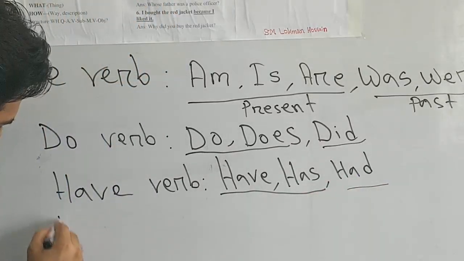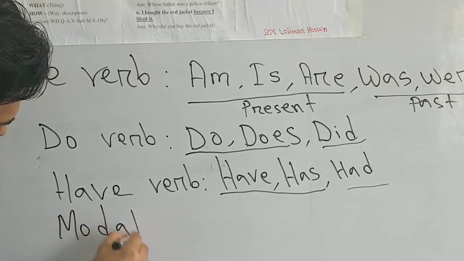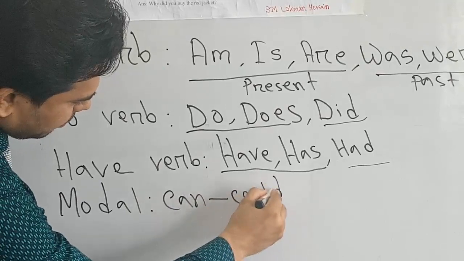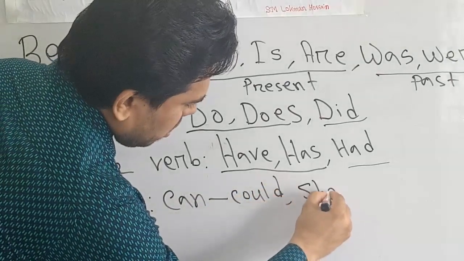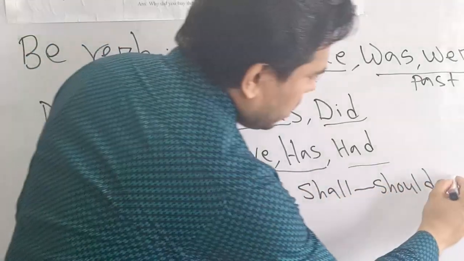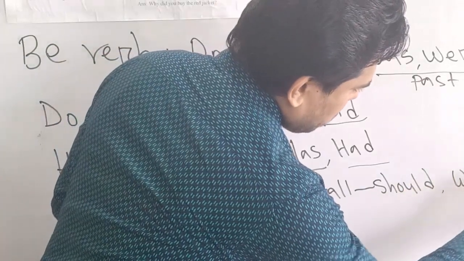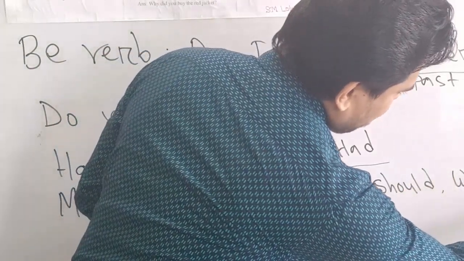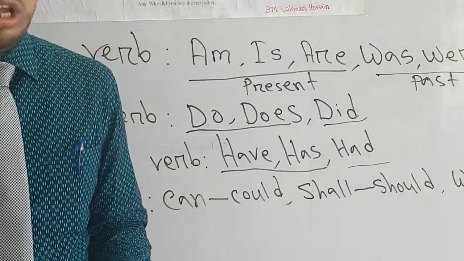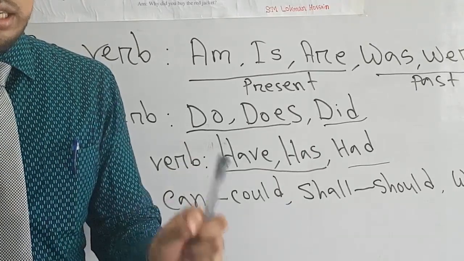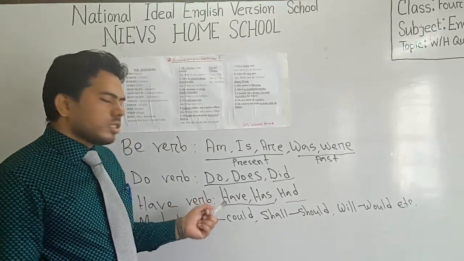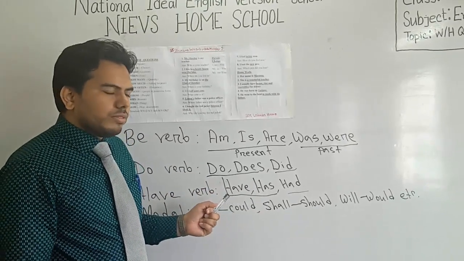Next and last one is modal auxiliary verb. Modals are can, could, shall, should, will, ought, etc. So what are the modals? Can, could, may, might, shall, should, will, ought, must, need, dare, ought to. These are the modal auxiliary verbs. You have to use these auxiliary verbs according to the rules of the WH word.